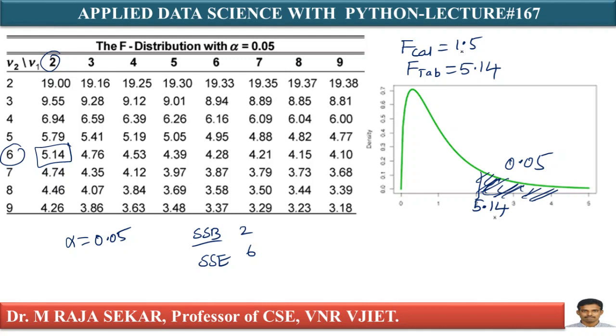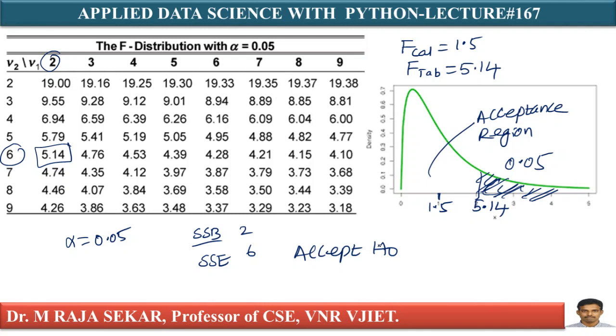Now, what is my calculated value? The calculated value is 1.5. It's on the left side of 5.14. It is in the acceptance region, not in the rejection region. Therefore, what does it mean? We must accept H0, that is the null hypothesis.